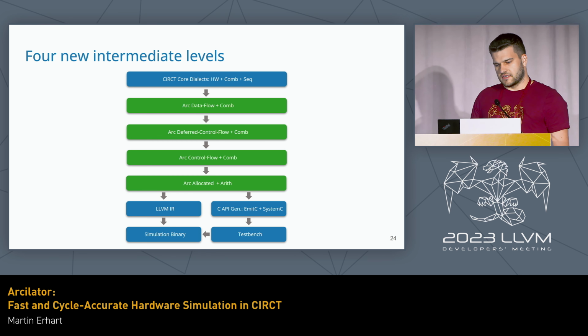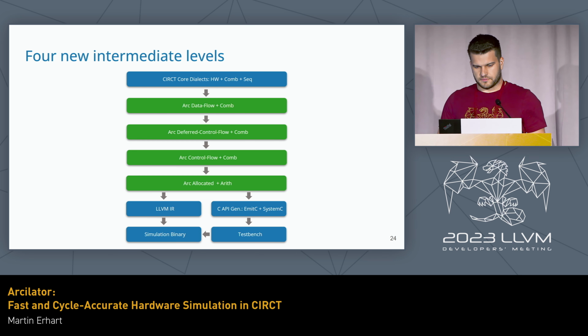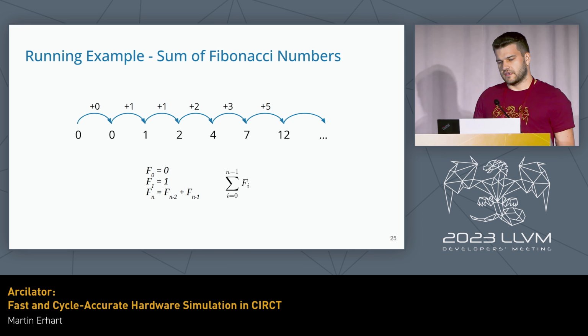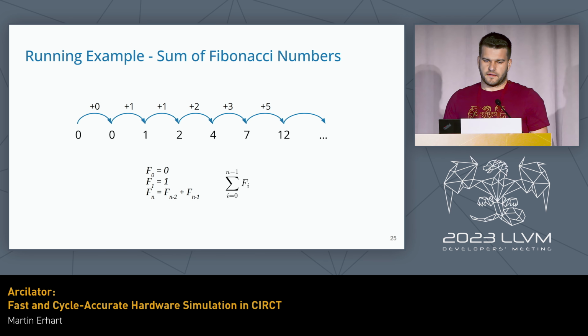After that, those load and store operations are made immediate, which means additional temporaries are inserted such that stores to a state are not visible to a load in the same cycle. And after that, we can compute a global simulation state from all of those allocations to optimize for cache locality. But now let's take a closer look at these lowering stages by looking at this running example of a circuit that computes the sum of Fibonacci numbers.